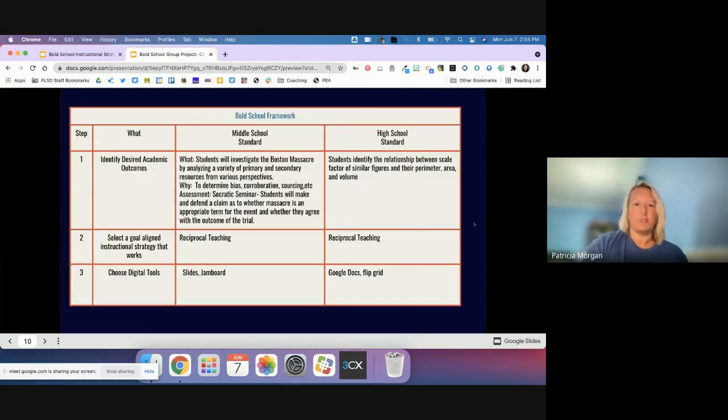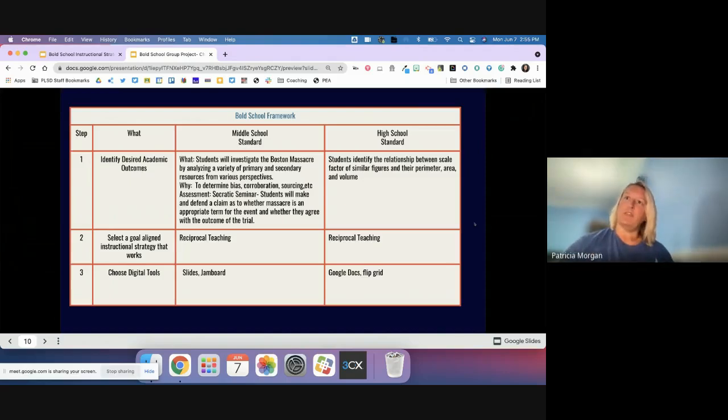And we have a middle school and a high school standard. So for mine, I assume that we've already practiced this strategy more than once. So the lesson would basically be students are investigating the Boston Massacre by analyzing a variety of primary and secondary resources from various perspectives. The why is to determine bias, corroboration, sourcing, etc. And then our assessment later would be during a Socratic seminar, students will make and defend a claim as to whether the massacre is an appropriate term for the event, whether they agreed with the outcome of the trial.